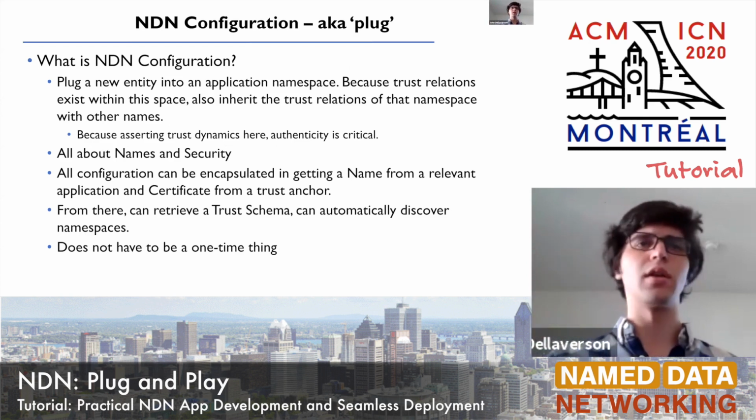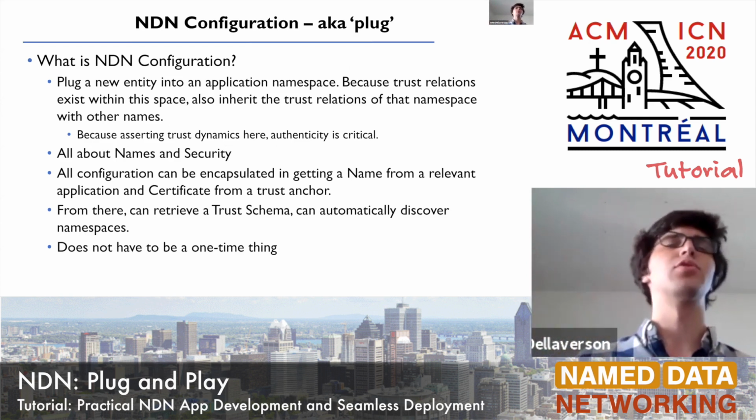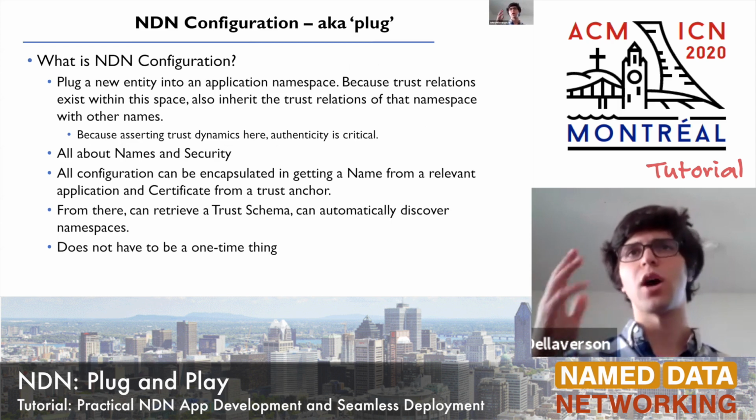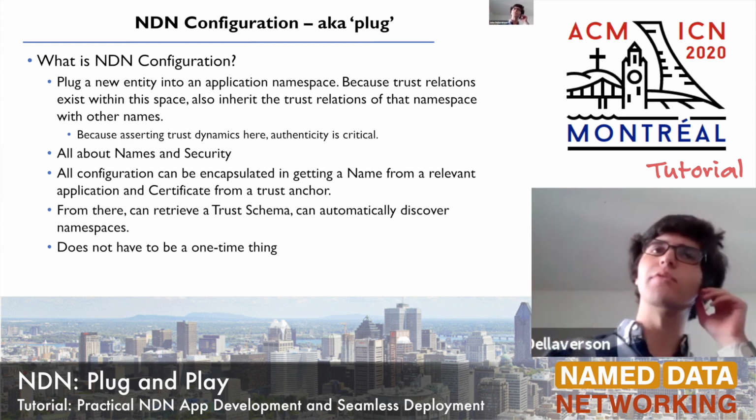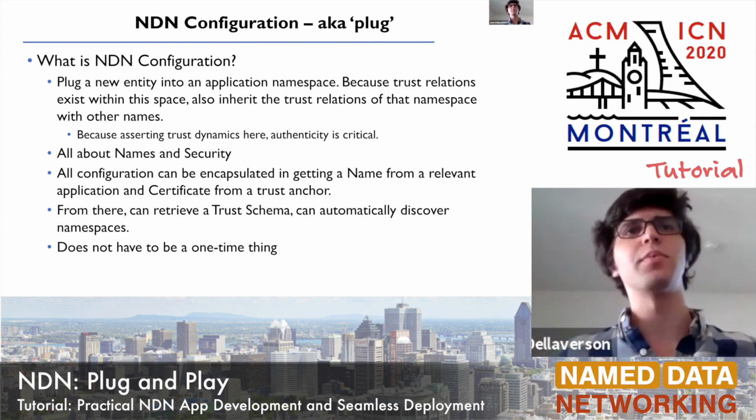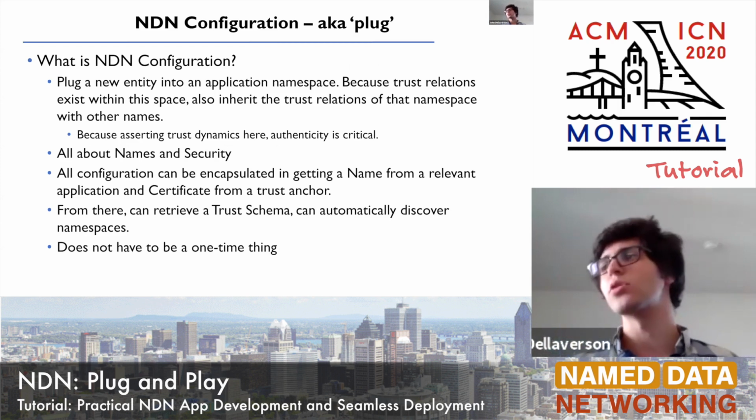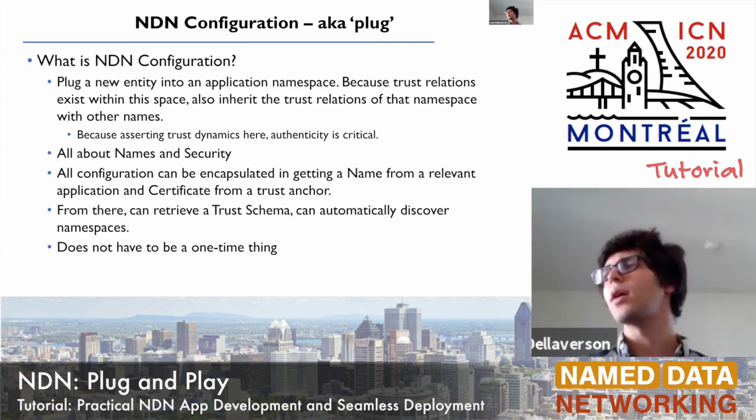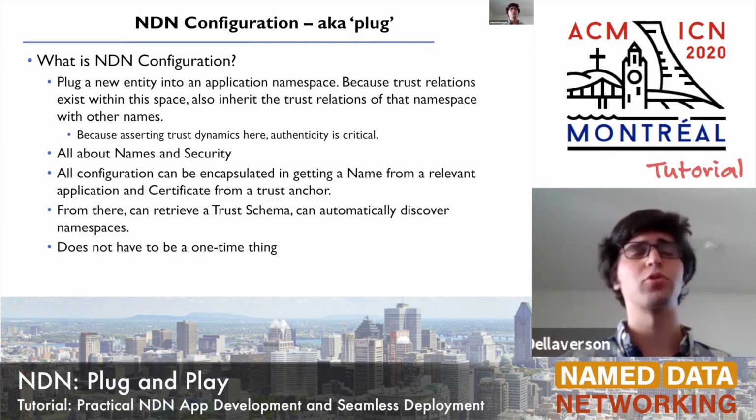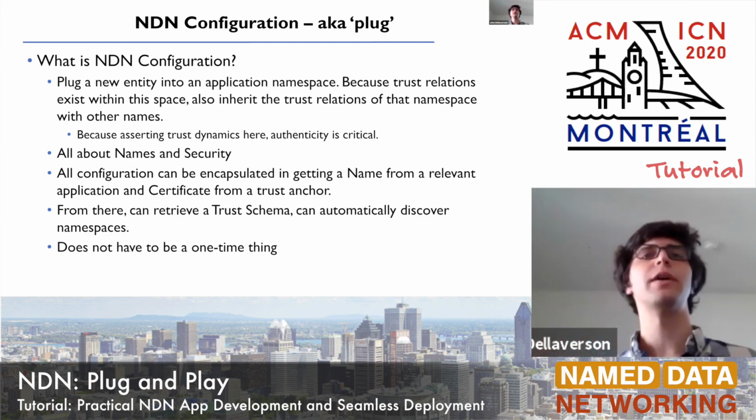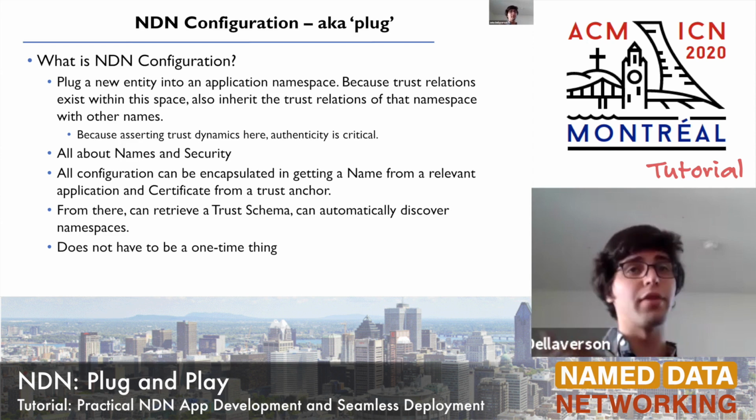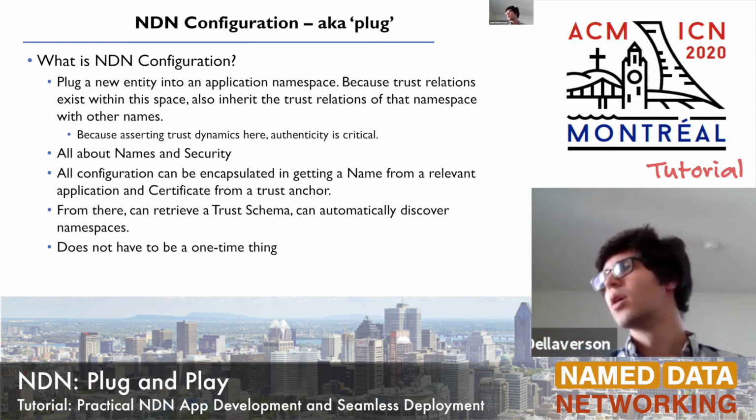So what is NDN configuration? If IP configuration is plugging some entity into that topological existing connected IP infrastructure, NDN configuration is plugging a new entity into an application namespace. And because trust relations actually exist within the space, you inherit the trust relations of that namespace with other names.